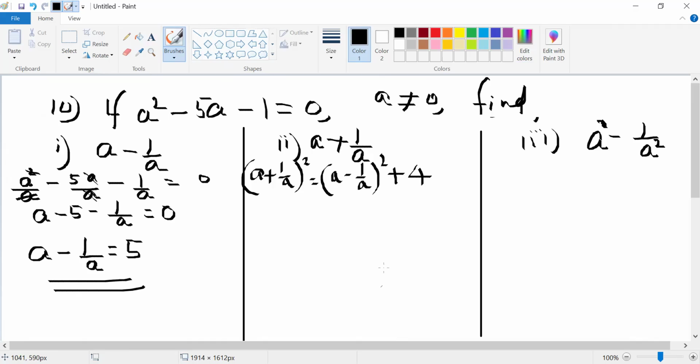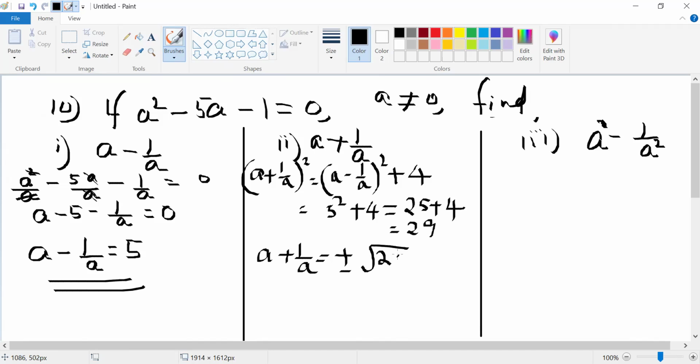Okay. So 5 square plus 4, which is 25 plus 4, equal to 29. So what will be a plus 1 by a? Plus or minus root 29. 29 we cannot reduce further, so we can put the answer like that. Plus or minus root of 29.